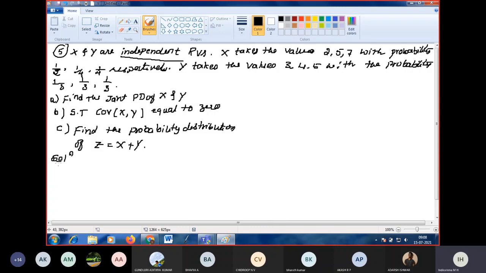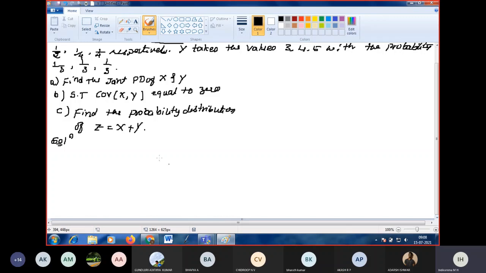Once you read the question, X and Y are independent random variables. X takes the values 2, 5, 7 with probability 1 by 2, 1 by 4, 1 by 4 respectively. Y takes the values 3, 4, 5 with the probabilities 1 by 3, 1 by 3, 1 by 3 respectively. So we have to find the joint probability distribution of X and Y, and show that covariance of X, Y equal to 0 because X and Y are independent random variables. And we have to find the probability distribution for the random variable Z, that Z will be equal to X plus Y. Okay. So go for the solution.